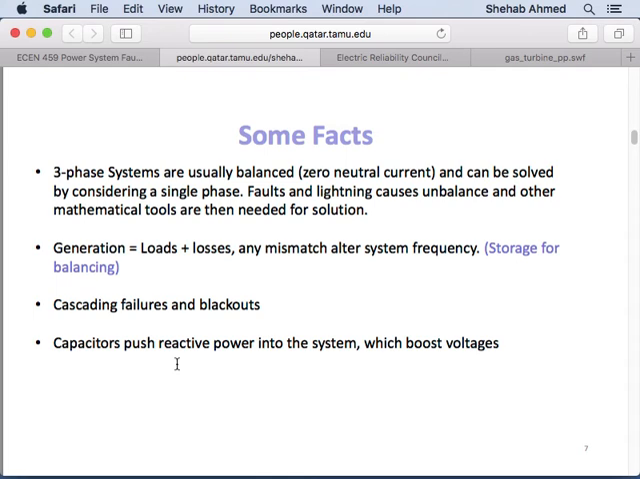Reactive power and capacitors. So inductors, what? Inductors consume reactive power, right? So inductors are reactive elements, or components in the power system that cause the current to lag the voltage. They cause the current to lag the voltage, right? We don't want this lagging.